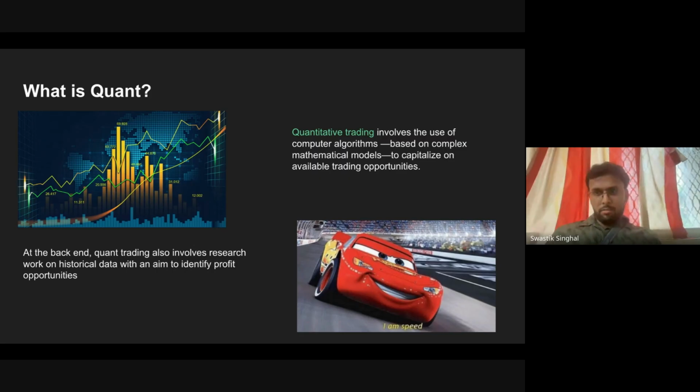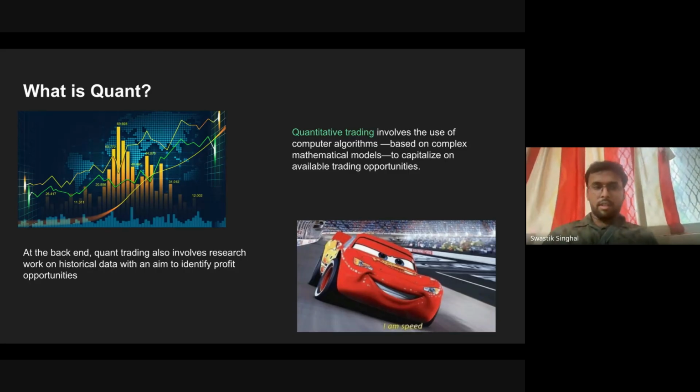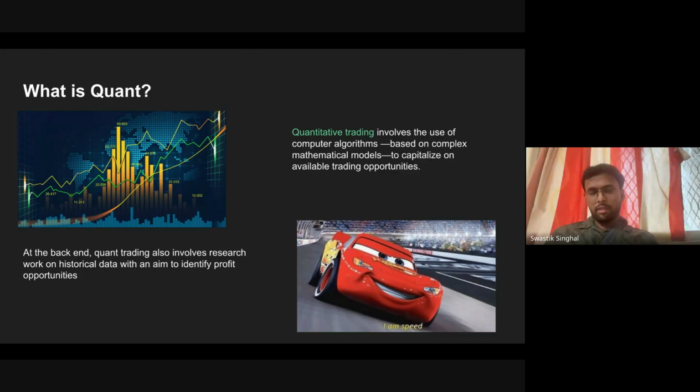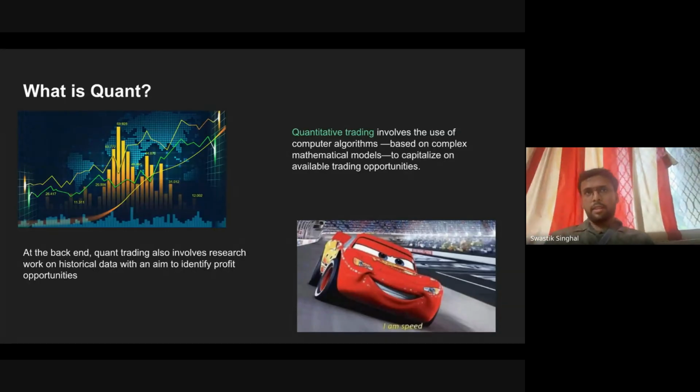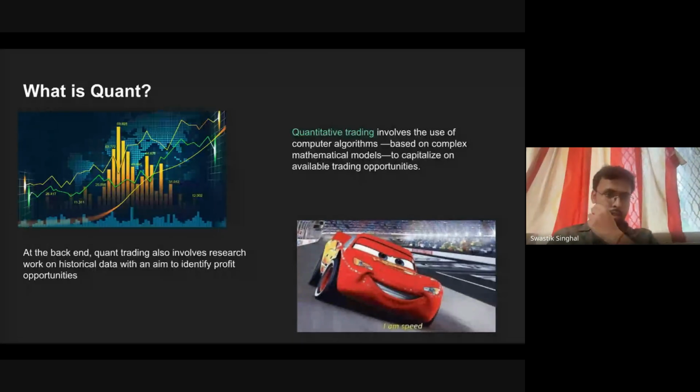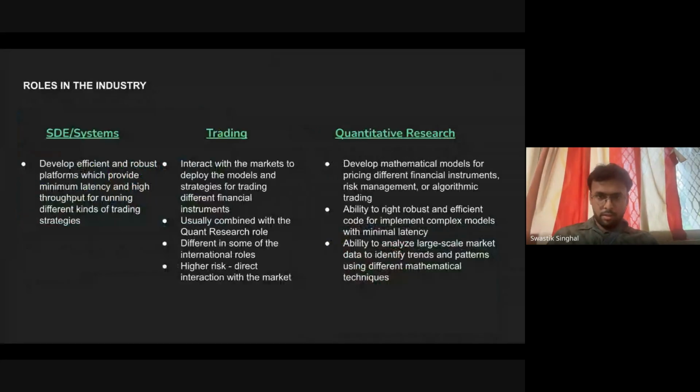In most of these quant firms, they utilize algorithms or mathematical models to help them in live trading. They have to create these strategies and deploy them in real life. They utilize a lot of market data and can apply machine learning, statistics, stochastic calculus, a lot of those things. And there are various roles within these quant firms.